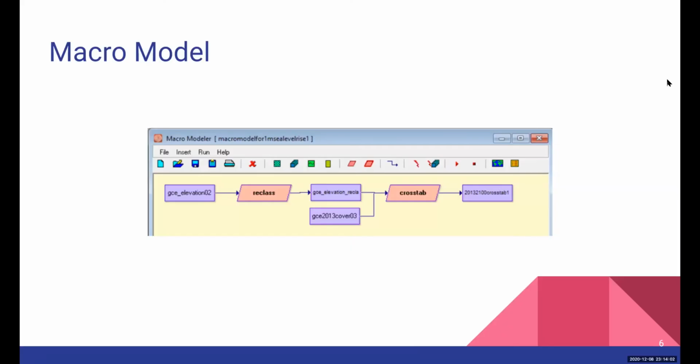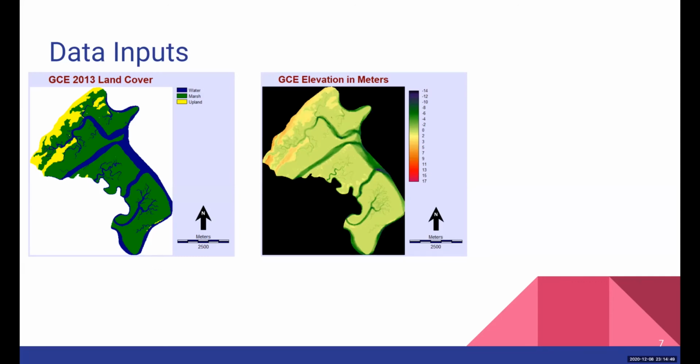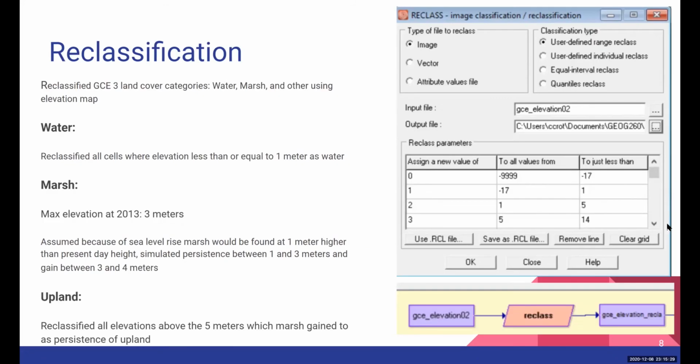These are the methods we use in our LCM project. This is the macro model that we created for our scenario to model sea level rise of 1 meter. And these are our data inputs. The GCE 2013 land cover map on the left shows the land cover of the study area at the start of the scenario, while the GCE elevation in meters on the right represents our sole driver variable for the scenario, which determined where all growth, loss, or persistence of the 3 land categories occurred.